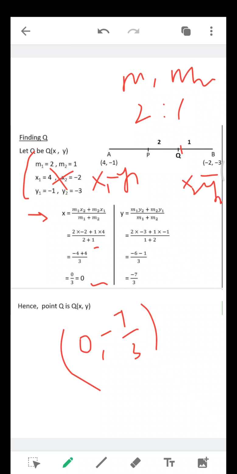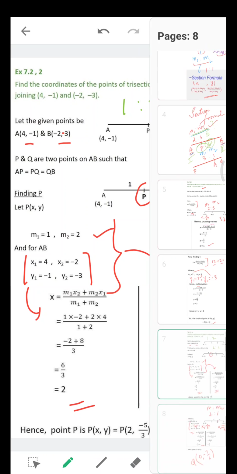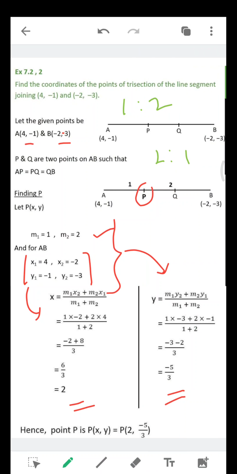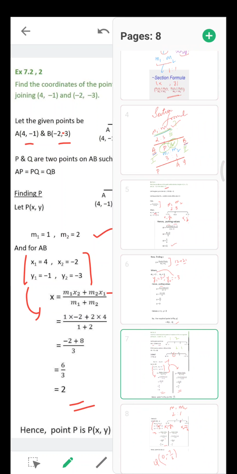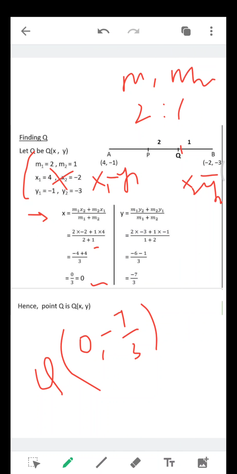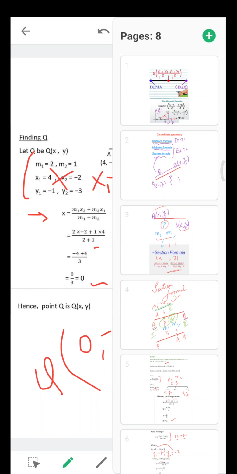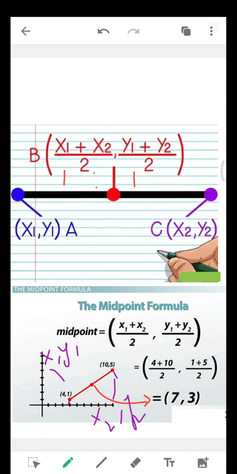So finally we have got both the points P and Q. Q is (0, -7 by 3), and P is (2, -5 by 3). These are the 2 points which divide the line into 3 equal parts. Hope this concept is clear to you all. Thank you.